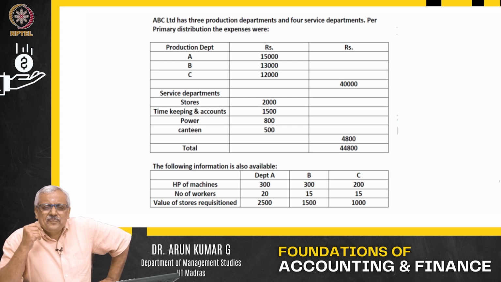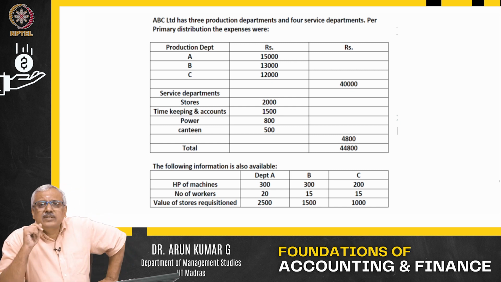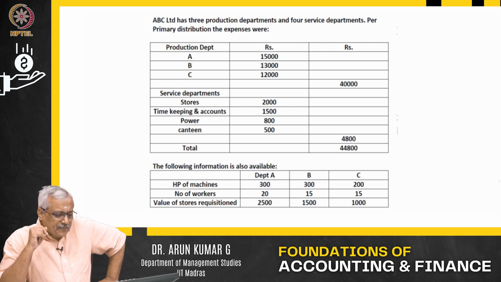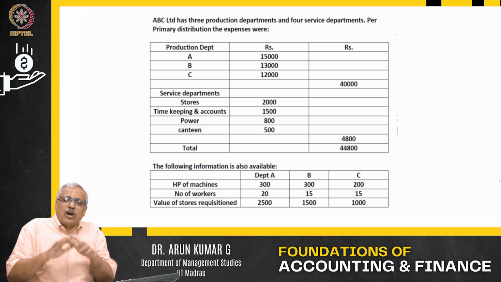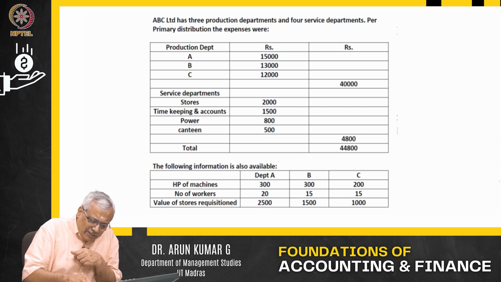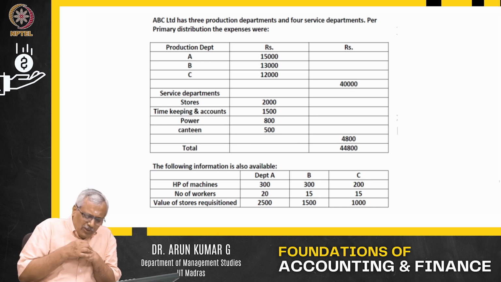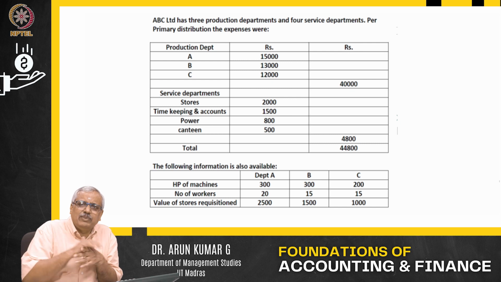Now, is it wrong or right? Well, it is yes and no. Some places right, some places wrong. For example, let us take the cost of stores in this case as $2,000. The cost of operating the stores department is 2,000. The value of requisition from the stores for department A is 2,500, for department B it is 1,500, for department C it is 1,000. So ideally, you allocate it on the basis of 5:3:2, that is 25:15:10. I allocate it on that basis and then be done with it.